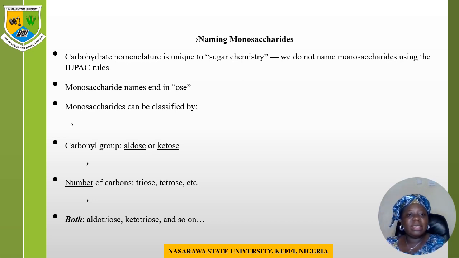Naming of monosaccharides. Carbohydrate nomenclature is unique to sugar chemistry. We do not name monosaccharides using IUPAC rules. Now, there are a few rules that we use in naming our sugars, itemized below. Monosaccharide names end with OSE. Monosaccharides can be classified by carbonyl group, either as an aldose, that is, the functional group is an aldehyde, or a ketose, that means the functional group is a ketone.